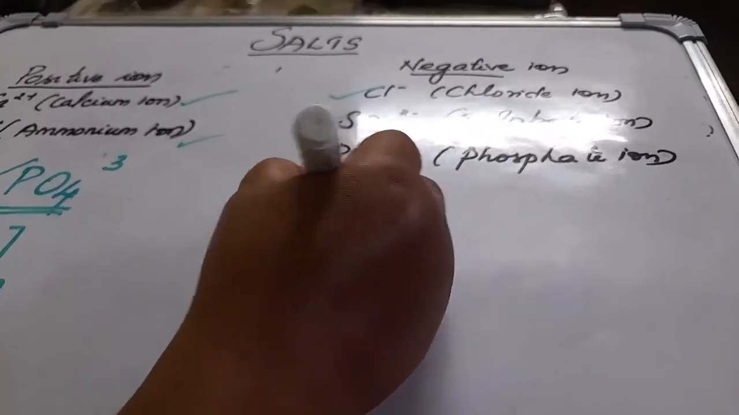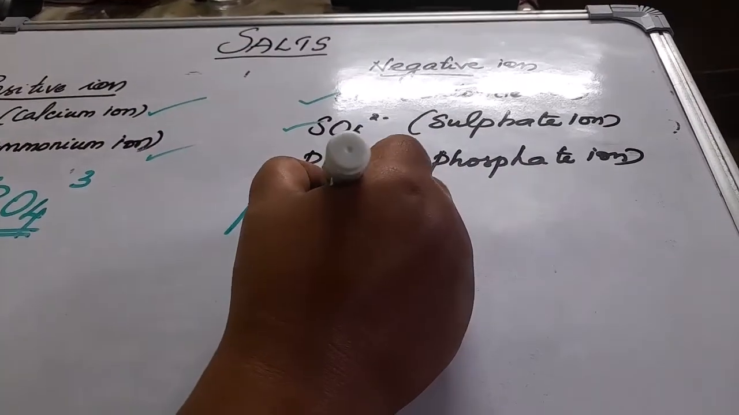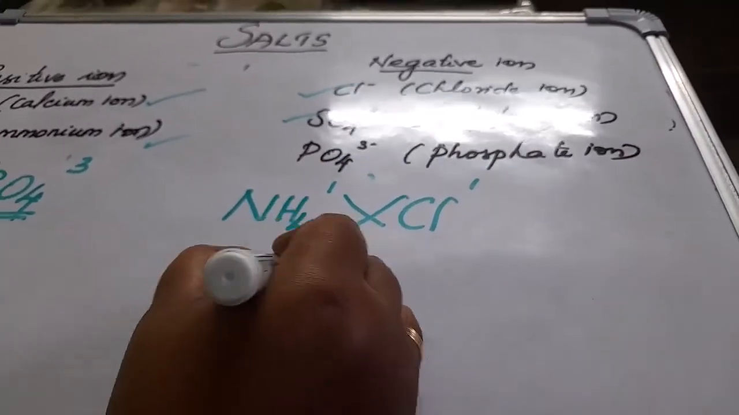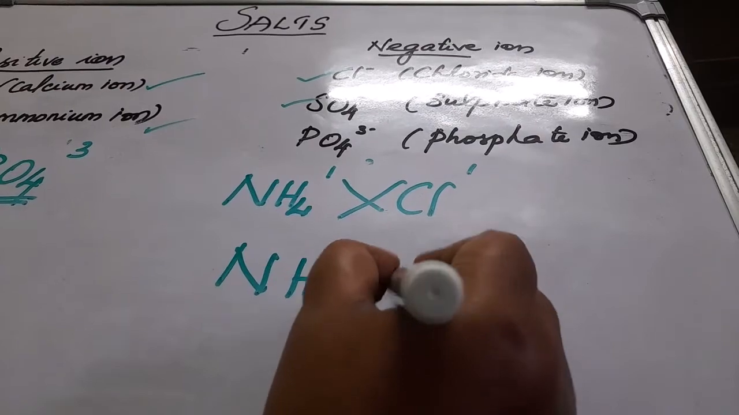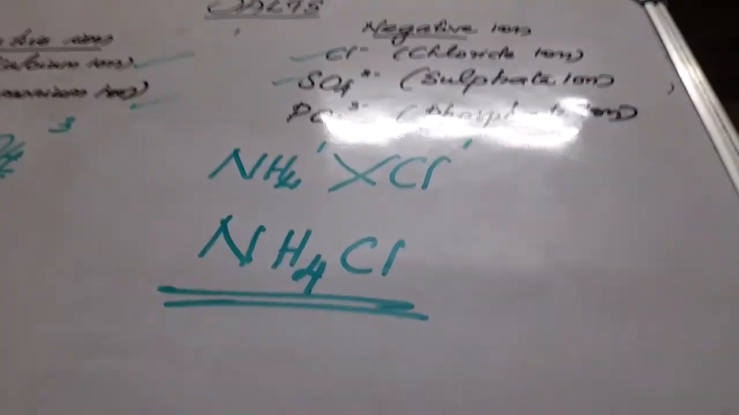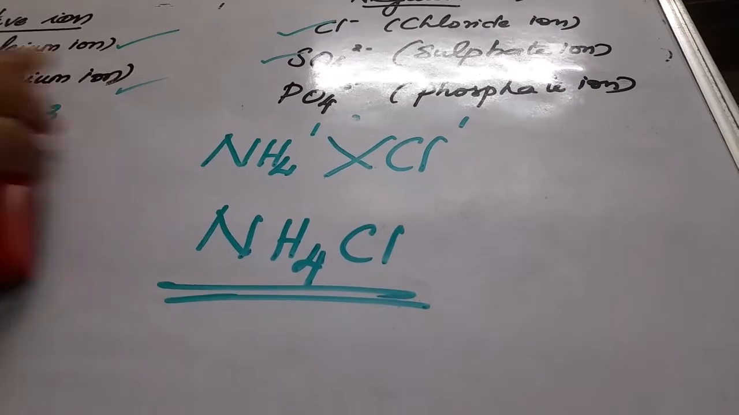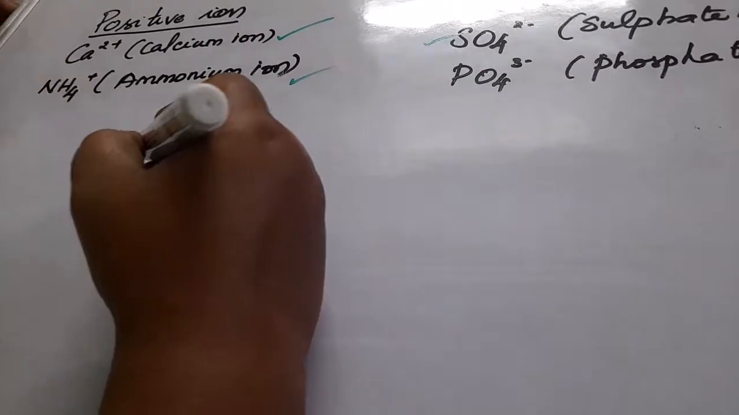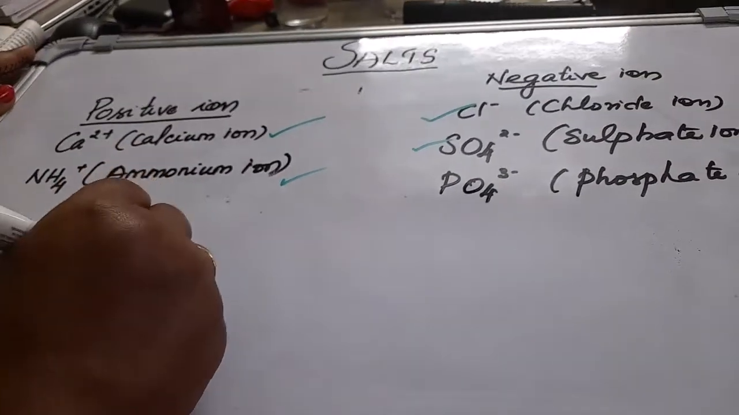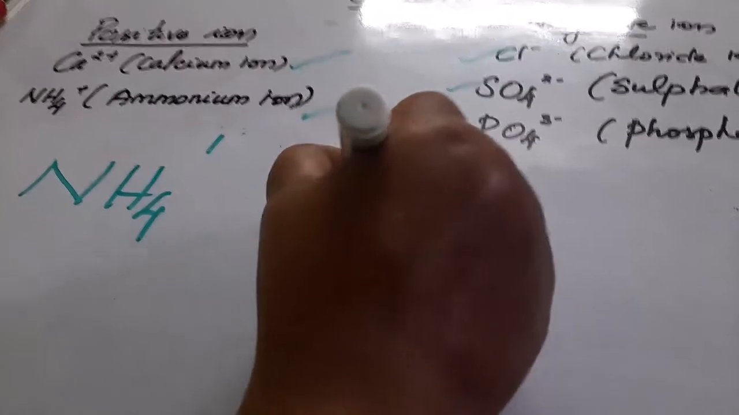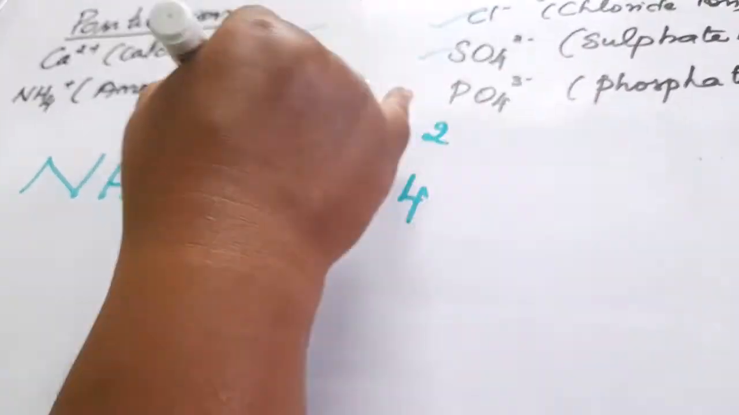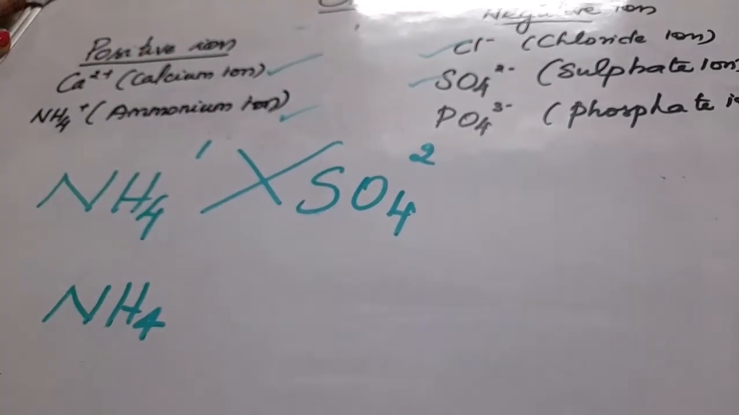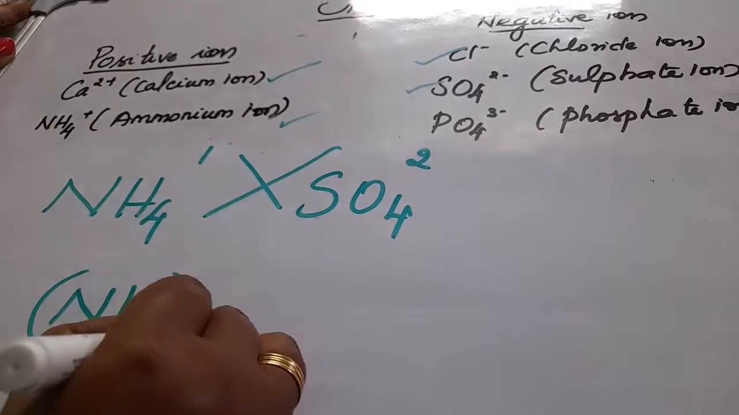Ammonium has only one positive charge, so you can write 1 here. And chloride, one minus charge. When you cross multiply, you will get NH4Cl, ammonium chloride. Next, ammonium ion, this charge is 1. Sulfate, charge is 2. Cross multiply, you will get (NH4)2. If the number is more than 1, you have to put it in brackets.